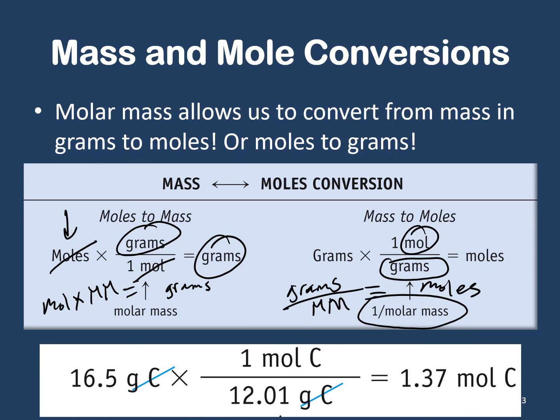All right, so for instance, let's say I have 16.5 grams of carbon. I look up the molar mass of carbon, it's 12.01 directly from the periodic table. I can calculate how many moles there are of carbon atoms by just dividing by the molar mass. This gives me 1.37 moles of carbon.